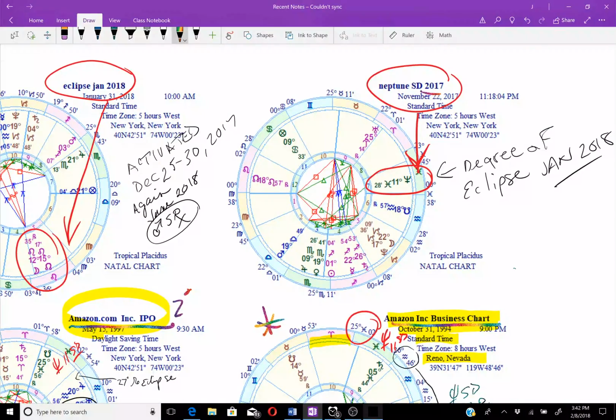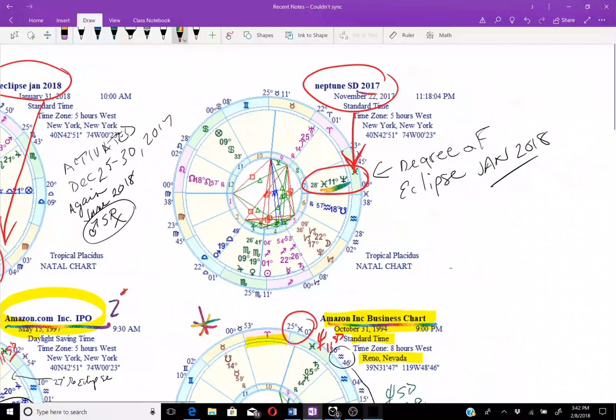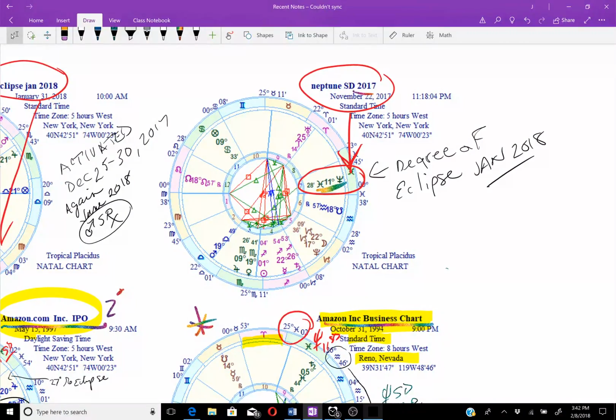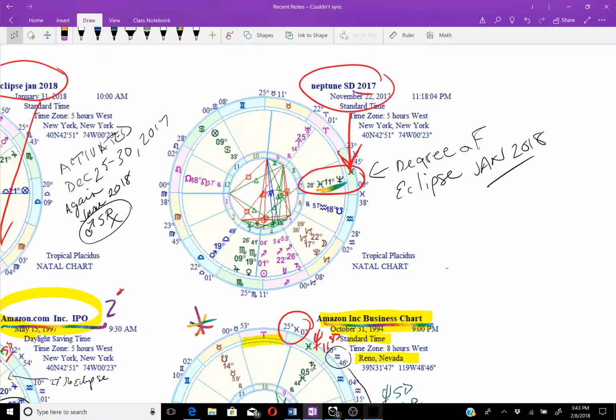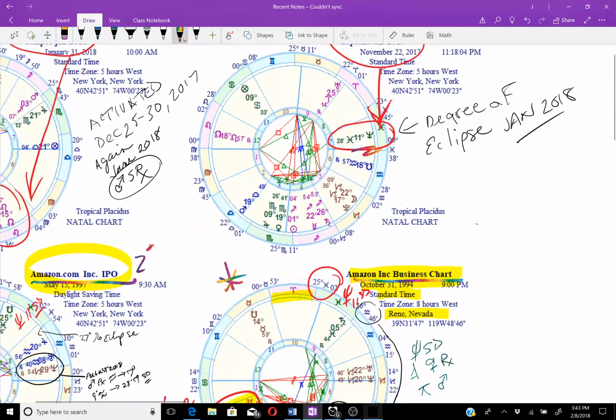Now what's interesting is in 2017, around Black Friday, Neptune stationed direct at 11 28 Pisces. It's the degree, which is also, by the way, the degree of the eclipse this January 31st that we were just talking about. Remember, the January 31st, 2018 eclipse at 12 Leo, the only aspects that it is making is to Neptune at 11 or 12 Pisces, and the trans-Neptunian planet Poseidon, which is also at 12 or 11. So Neptune is very, very active and integral to the eclipse that just occurred in January 2018. And prior to this, Neptune stationed direct at that degree. So we've got a theme playing out here. There's something important about this Neptune that's getting highlighted as far as this business is concerned.